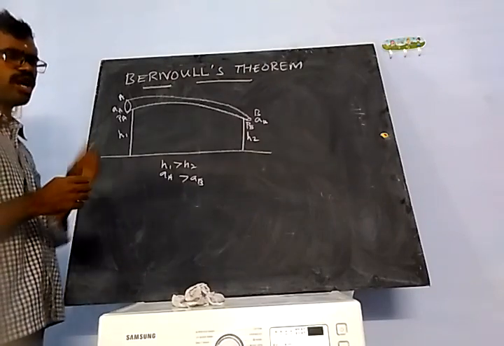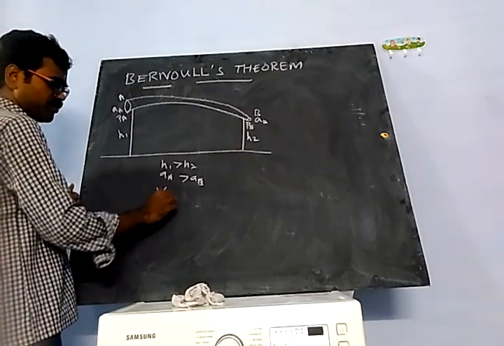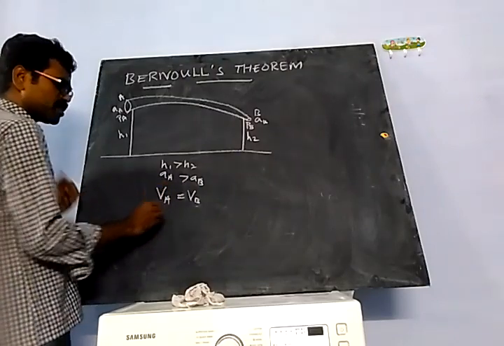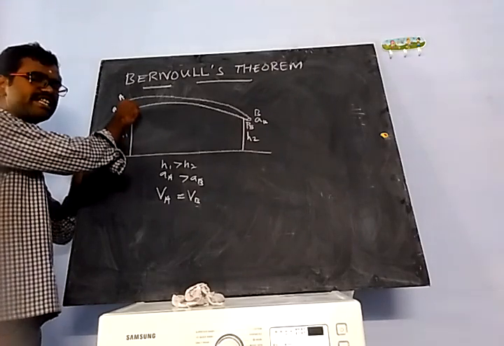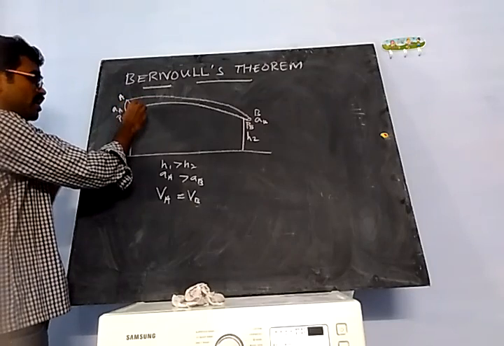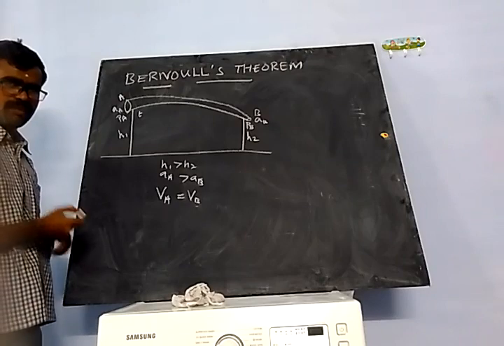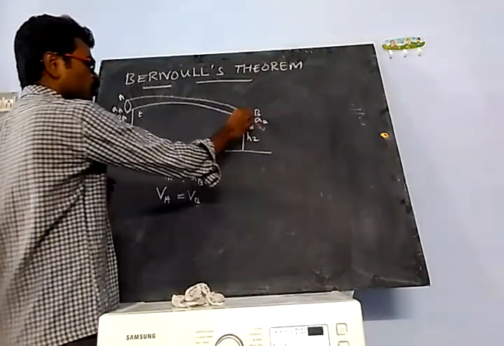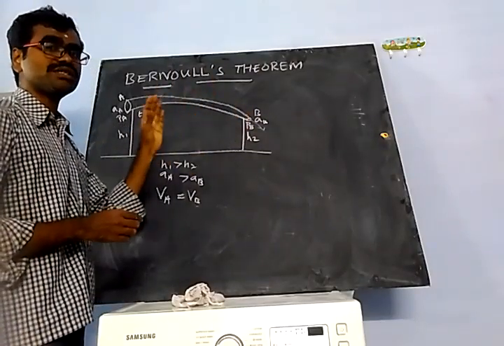What about the volume of the liquid? The volume of the liquid is constant. The volume of the liquid is VA and VB. This represents the volume of the liquid entering at point A in time T, and it is equal to the volume leaving at point B in the same time.